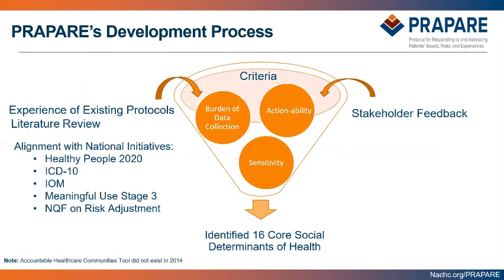In developing PRAPARE, NACHC, AAPCHO, and OPCA came together and reviewed existing protocols, considering patient and provider experience, incorporated stakeholder feedback, and identified the 16 core social determinants of health to be assessed using PRAPARE. Along the way, the PRAPARE team ensured that PRAPARE would align with key national initiatives, including Healthy People 2020, ICD-10, IOM, Meaningful Use Stage 3, and NQF on risk adjustment.